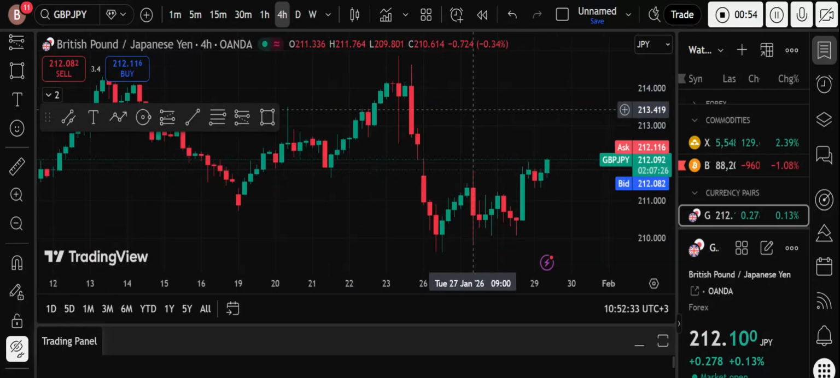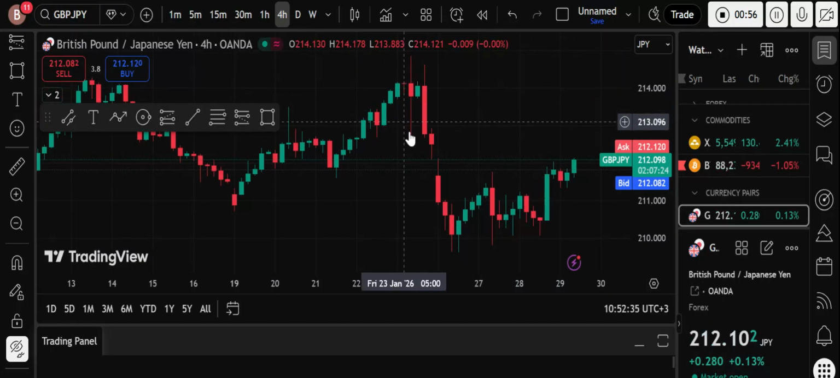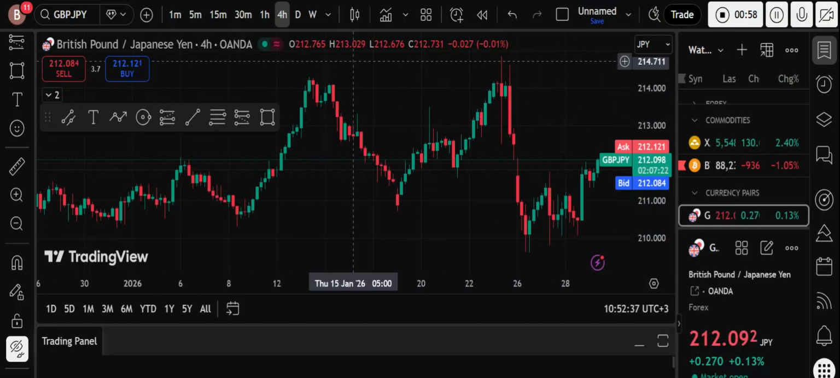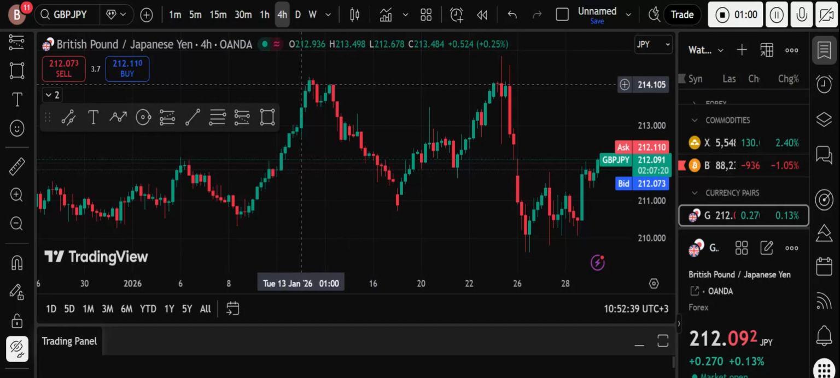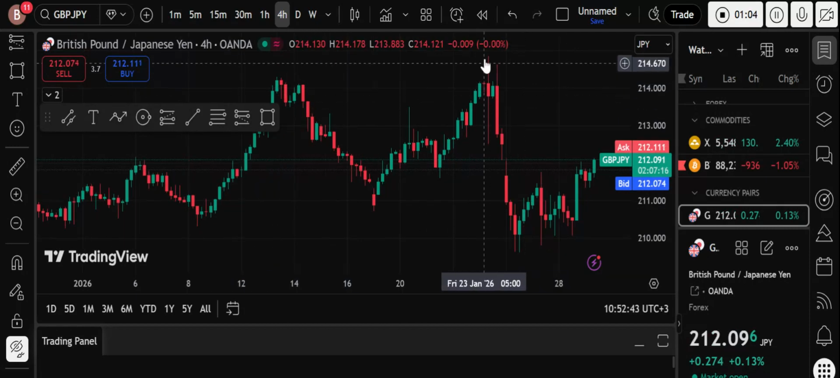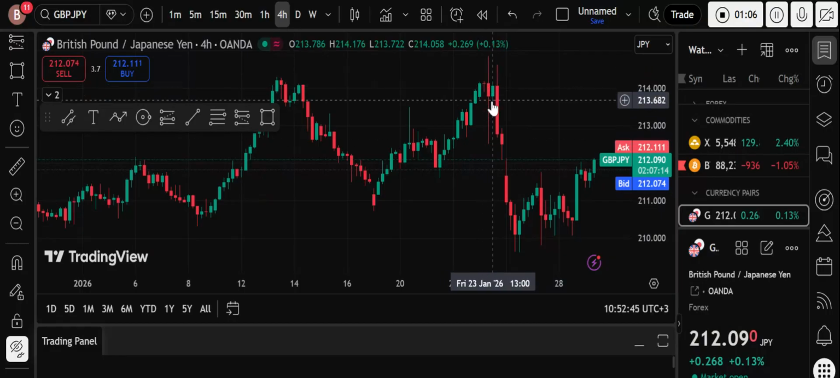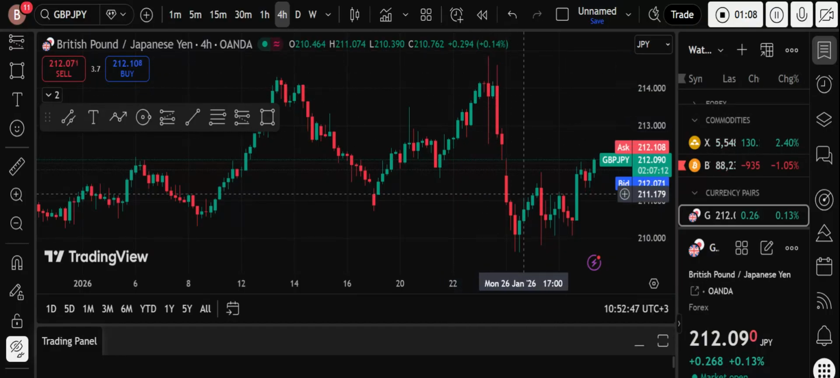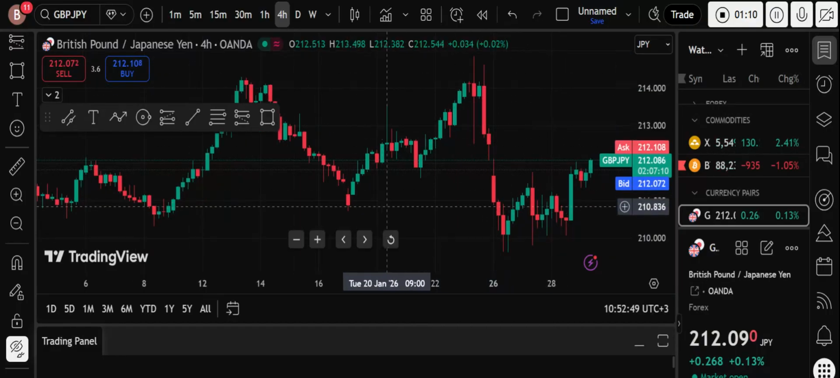So we go into the 4 hour time frame. This is the dip that happened. After this, equal lows formed over here, equal highs, I mean. You can see here the spike before the bigger spike, the change of character over here.